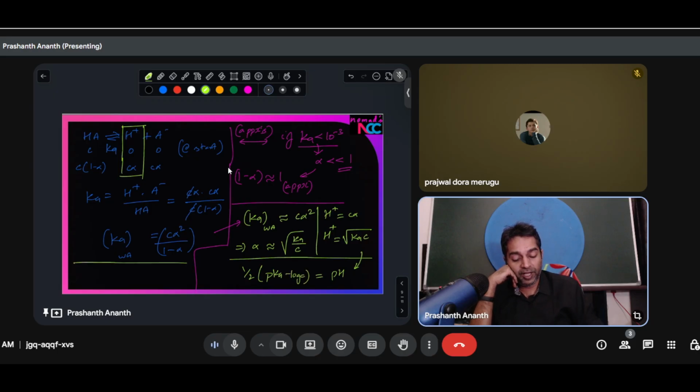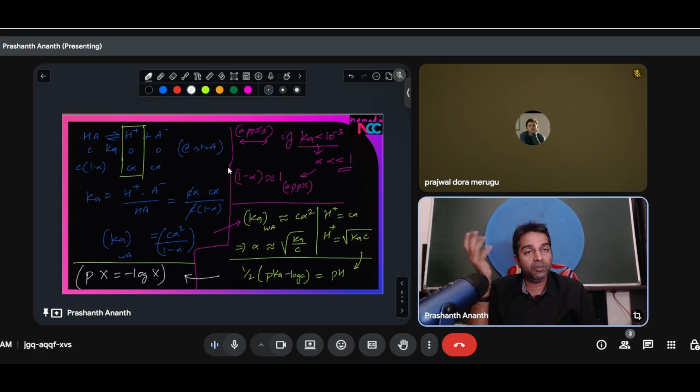Now what is this pK nonsense which I am defining over here? It is the same definition as pH. P of x is going to be nothing but minus log of x. That is how we define that p function. So obviously pKa becomes minus log Ka. So it is half into minus log Ka minus log C, which is what we are getting over there. Effectively, minus log of H plus is pH. So minus log of square root of Ka into C. Square root is power half, so half comes out.